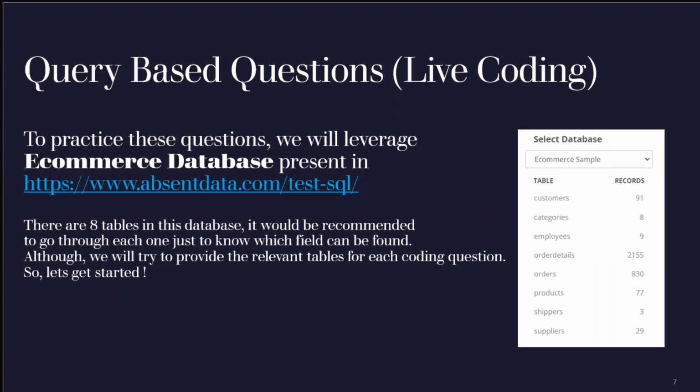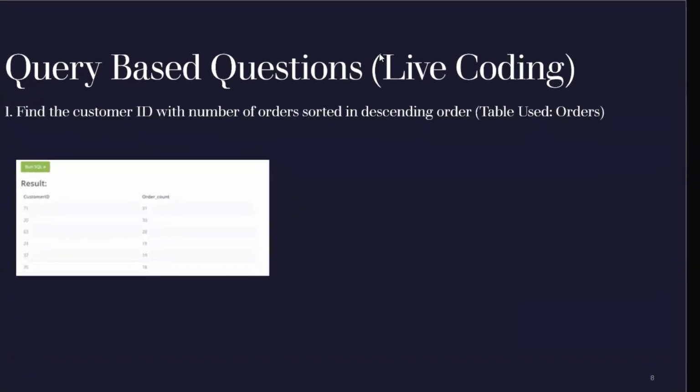To practice these questions, you can use any online platform. But the questions we are going to practice require data that is already present on the Apps and Data hosted MySQL server. I'll be live coding the questions on this platform to show you how you can leverage it. There are different tables present in the database, e-commerce sample: customer, category, employees, order detail, orders, products, shippers, suppliers. I request you to go through each and every table to understand what different variables and keys are present in these tables. Okay, enough of talks. Let's dive straight into coding.